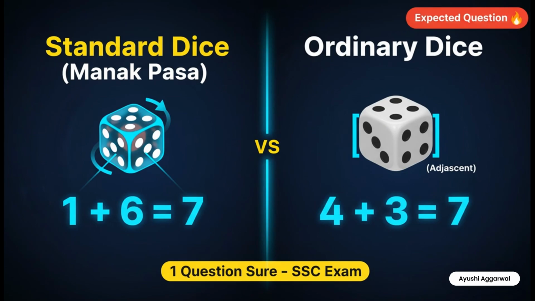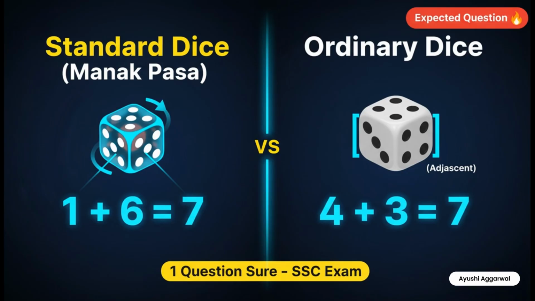Okay, now pay close attention. This right here is probably the most important concept about dice. You just can't move forward without this. So, there are two types of dice. First, we have the standard dice. In this one, the sum of any two opposite faces is always 7. For example, 1 will be opposite 6, 2 will be opposite 5, and so on.